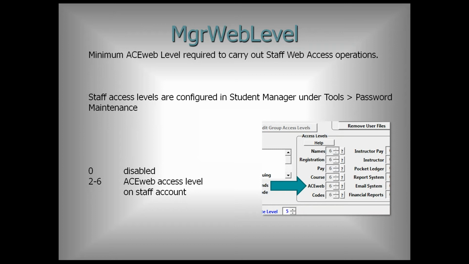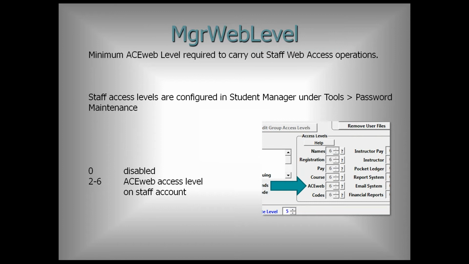and then set their ACEweb access level to whatever the desired level is. Now 0 is going to be disabled, so the Manager Web option is completely unavailable. If they try to use the Manager Web link, it'll say this operation is not allowed. If you have it set anywhere from 2 to 6, then that has to correspond to that user's ACEweb access level on their password maintenance screen to be able to give them access to perform these operations.